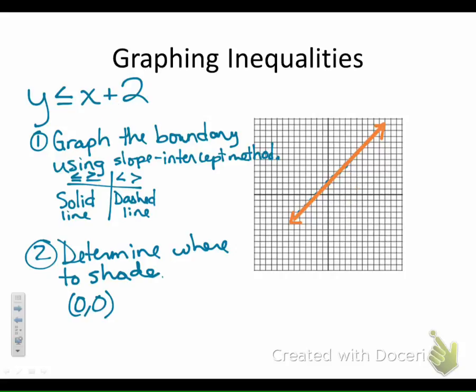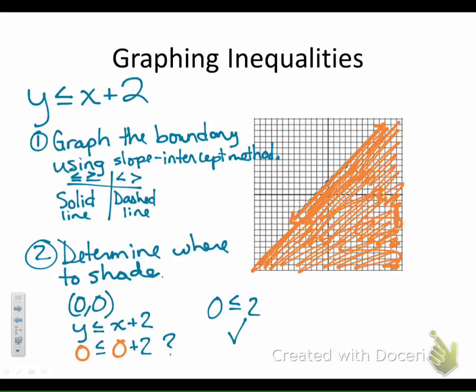So I'm going to plug in 0 for the y coordinate and 0 for the x coordinate and see if it makes the statement true. I need to ask myself if it makes the statement true. So, is 0 less than or equal to 2? It sure is. So I see where it's at on my grid, and I need to shade on that side. By the way, you're supposed to be using your color at this point. Color this in. All of these points satisfy this inequality.